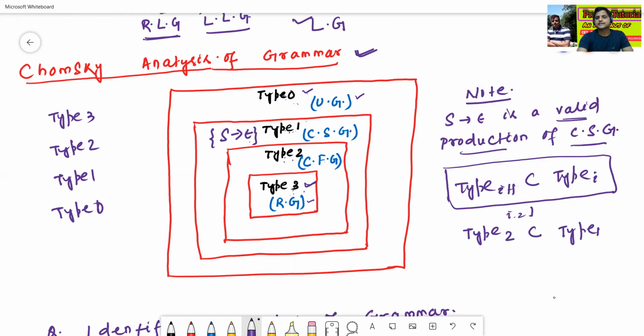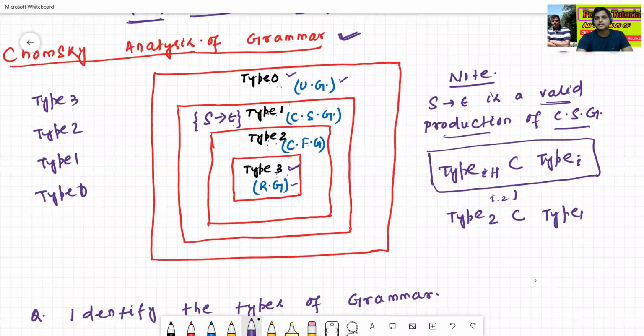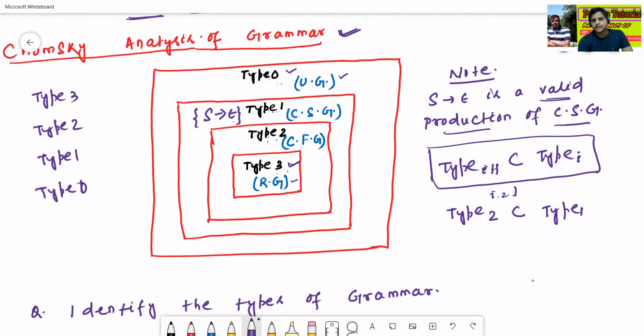What is context sensitive grammar? If the grammar is in the form alpha to beta, and the length of alpha is less than or equal to the length of beta, then it is called context sensitive grammar. Now we'll check whether S to epsilon is valid or not.